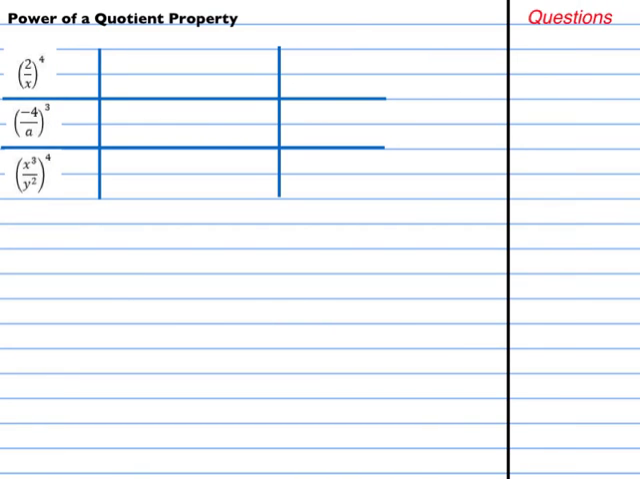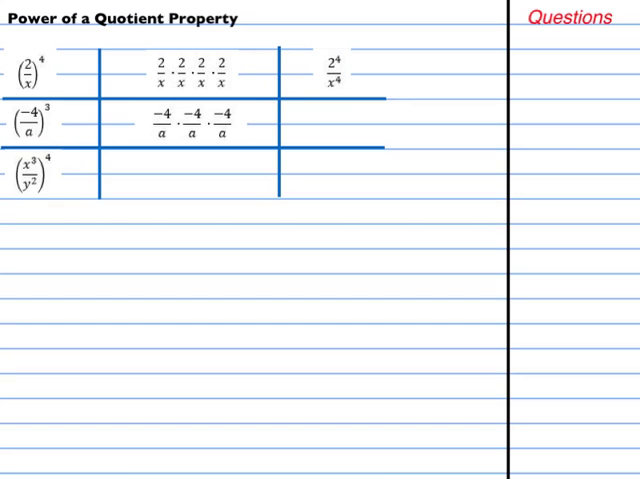So our final property is the power of a quotient property. Here we're going to start with 2 divided by x, to the 4th power. And you're going to notice it just means 2 over x times 2 over x times 2 over x times 2 over x. And that's the same thing as saying 2 to the 4th power over x to the 4th power, which means all I did was distribute this exponent to both the numerator and the denominator.